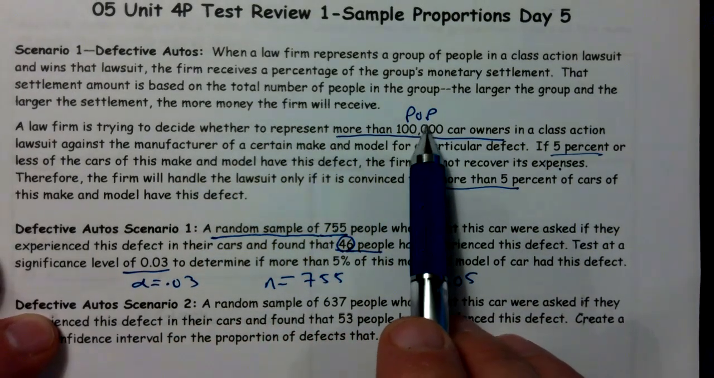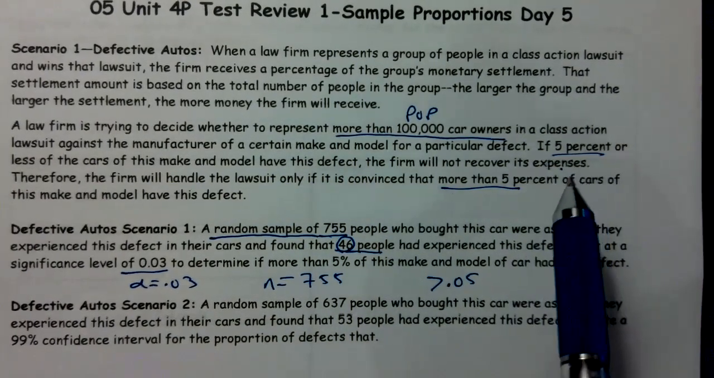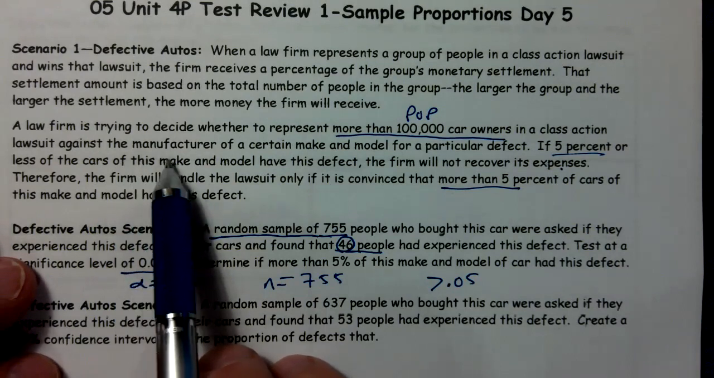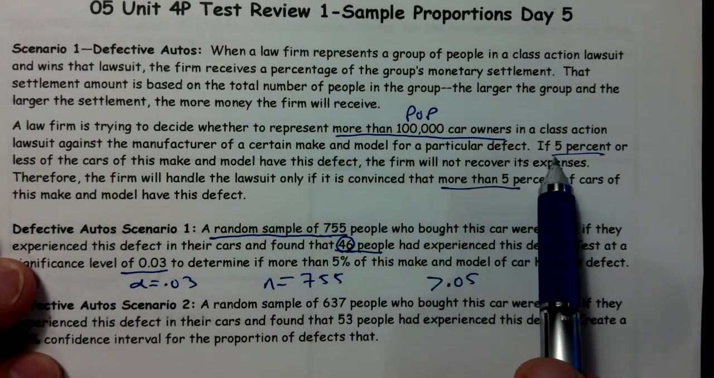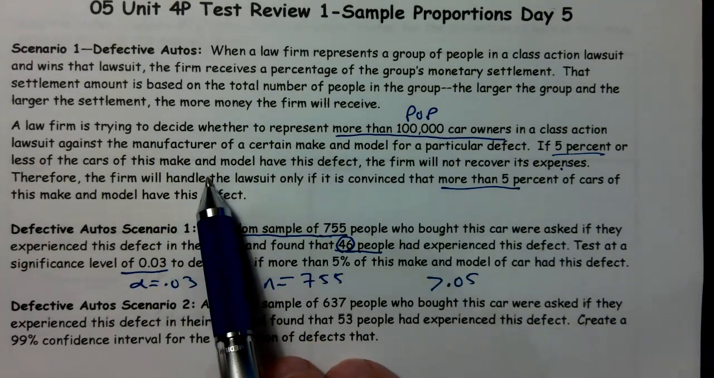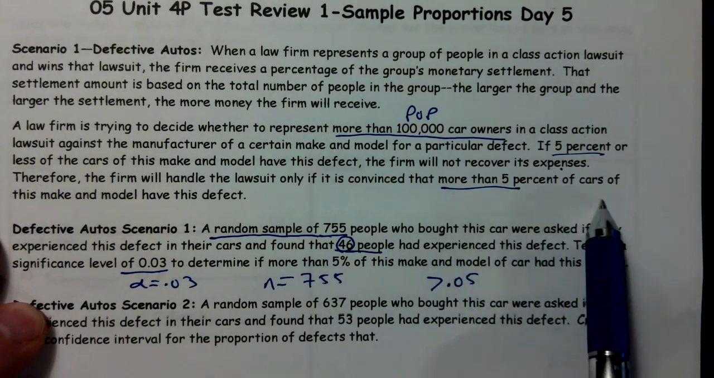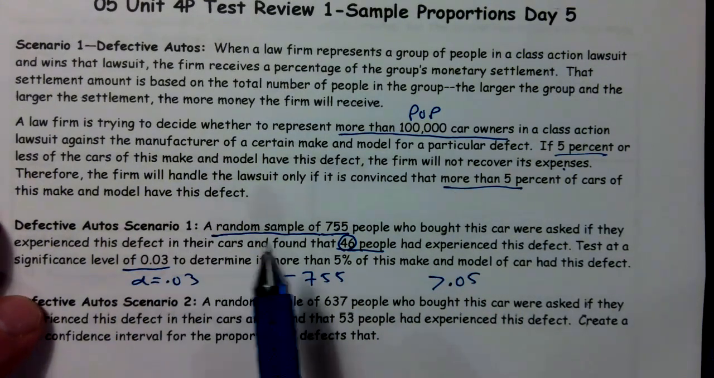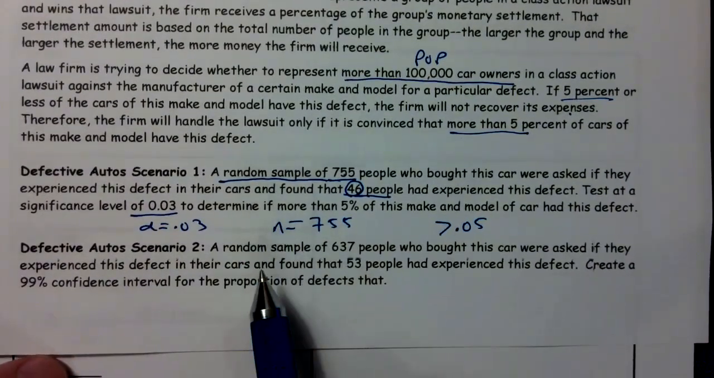That's probably the population. That's a big number. That sounds like the big group is 100,000 in a class action lawsuit against the manufacturer of a certain make and model for a particular defect. If 5% or less of the cars of this make and model have the defect, the firm will not recover its expenses. Therefore, the firm will handle the lawsuit only if it's convinced that more than 5% of the cars have this defect. We've already done the hypothesis test, so we're going to look at scenario 2.